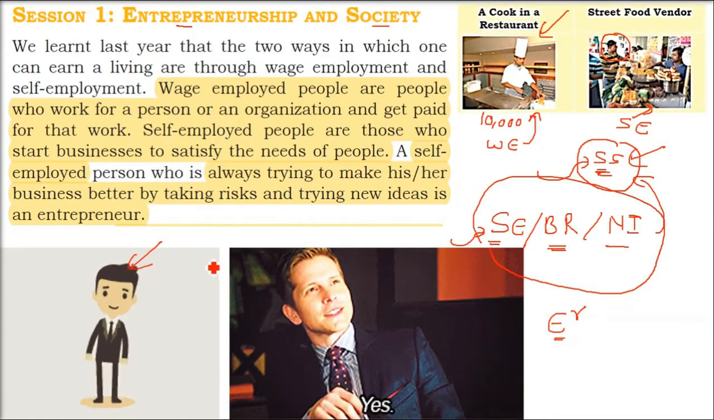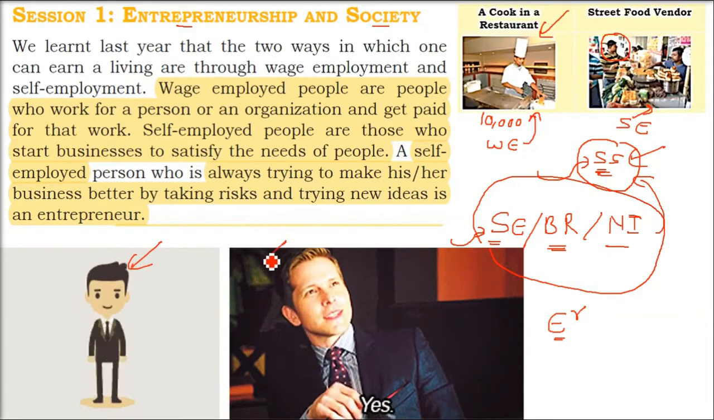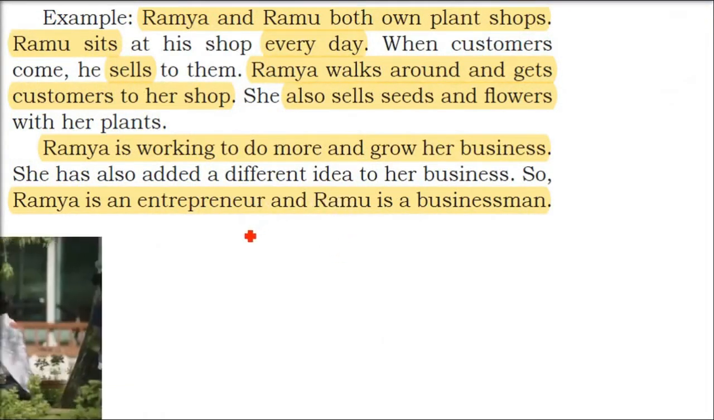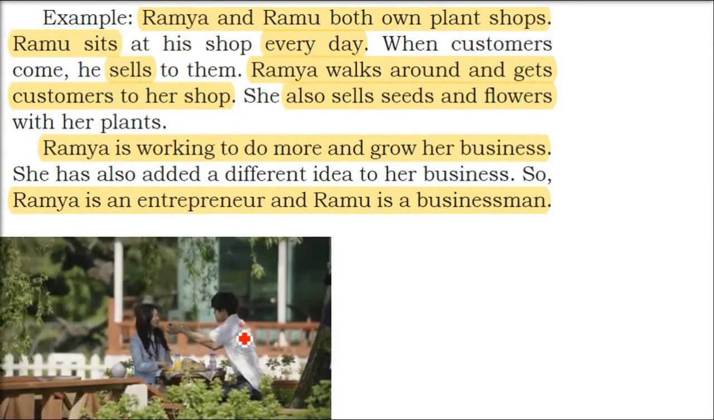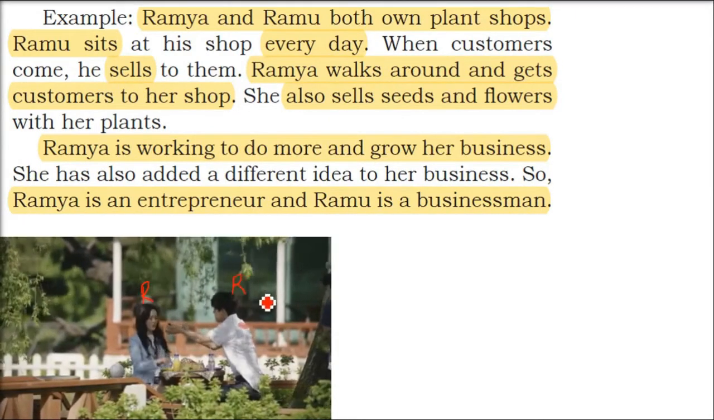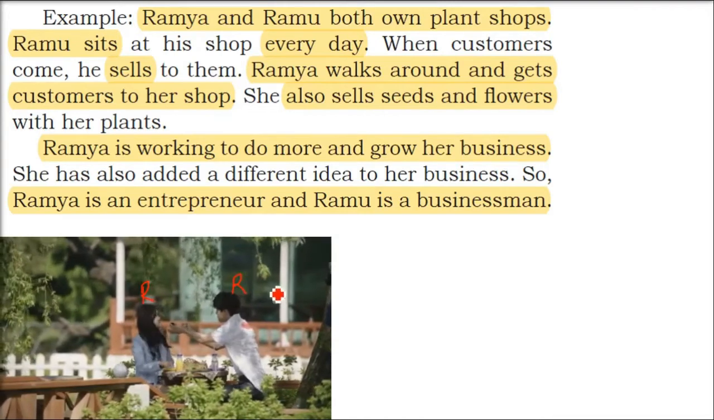It's all about money, because people work to get money. But on the other hand, there are some people who do it for society. We'll take an example and try to understand who is an entrepreneur and who is not. Let us assume one is Ramya and one is Ramu.